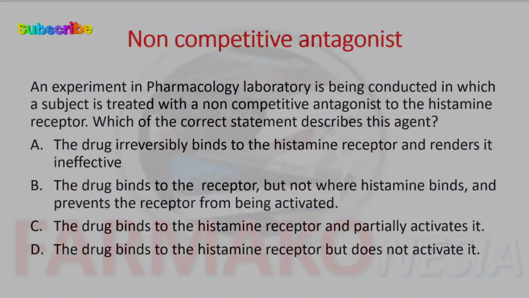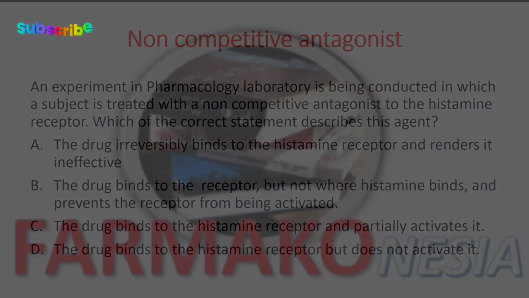B. The drug binds to the receptor, but not where histamine binds, and prevents the receptor from being activated. C. The drug binds to the histamine receptor and partially activates it. D. The drug binds to the histamine receptor but does not activate it.